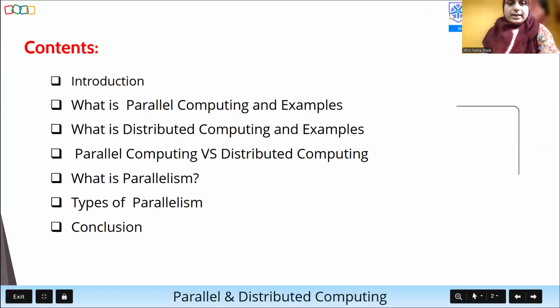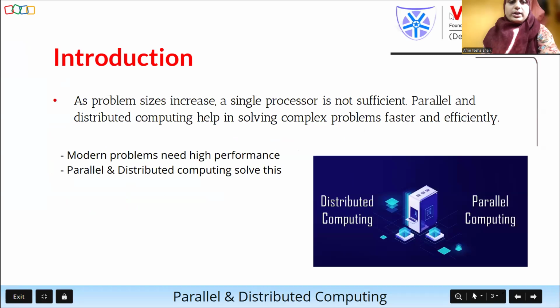Now, let us move to the contents. First is the introduction to parallel and distributed computing, what is meant by parallel computing and what is meant by distributed computing, with examples. Then the differences between parallel computing and distributed computing, what parallelism is, the types of parallelism, and finally the conclusion. Now let us move to the introduction.